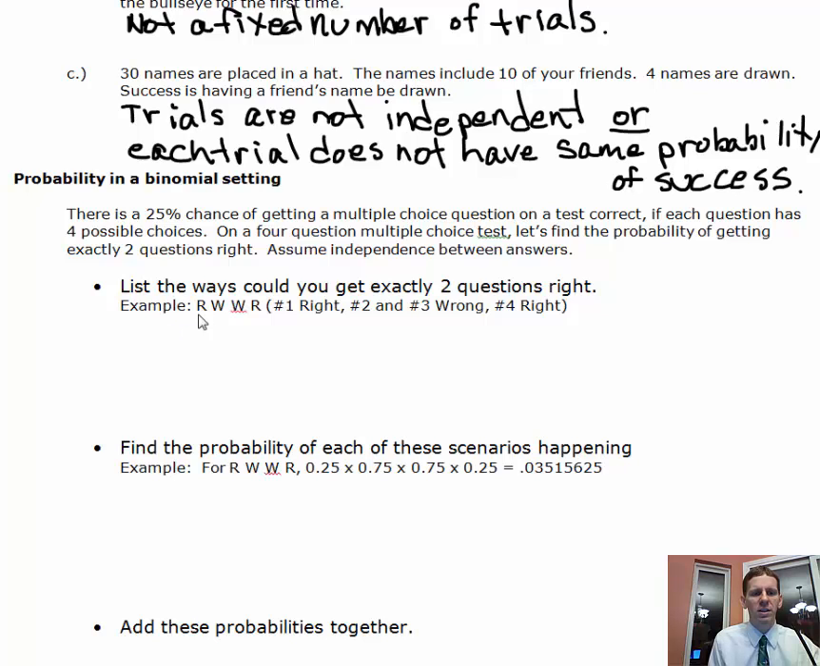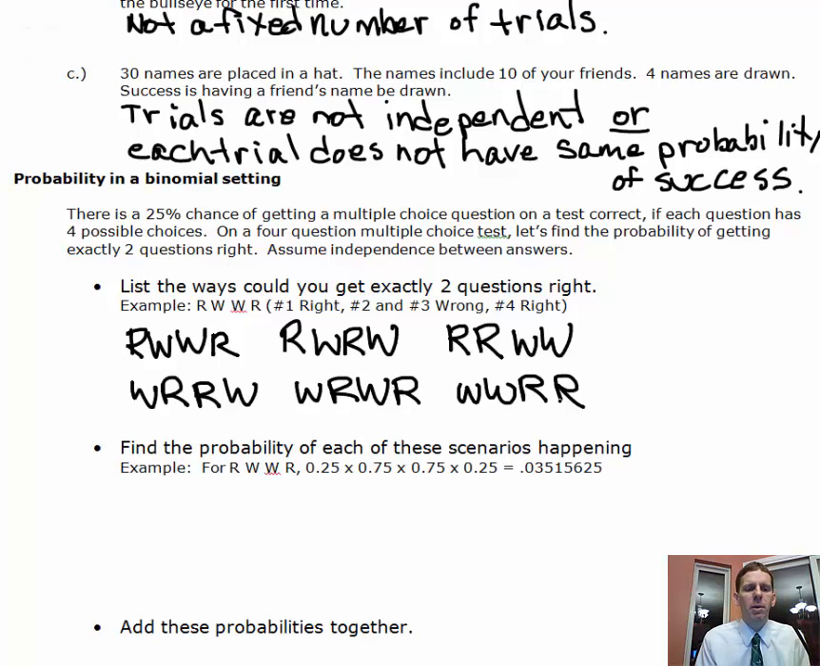For the first bullet, we're going to list the ways that you could get exactly 2 questions right, and one of these I noted as RWWR. You got the first question right, the second question wrong, the third question wrong, and the fourth question right. What I'd like you to do is come up with every single possible way where you could get exactly 2 questions right. So you're going to be rearranging where these R's go. List all the ones that you can possibly think of. We'll come back and see if you got them all in just a moment.